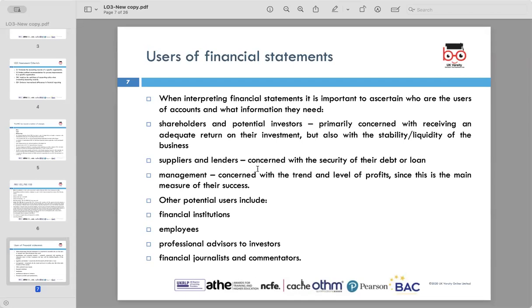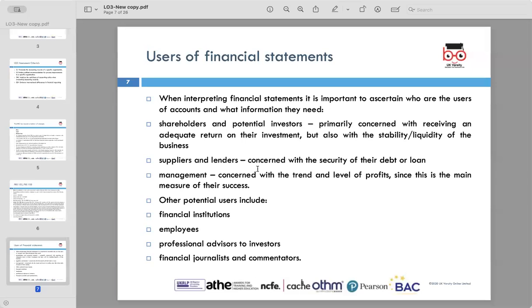Financial institutions. These entities use financial statements to assess the creditworthiness of the businesses. Employees may use financial statements to evaluate the company's stability and profitability, which can impact their job security and potential for salary increases.